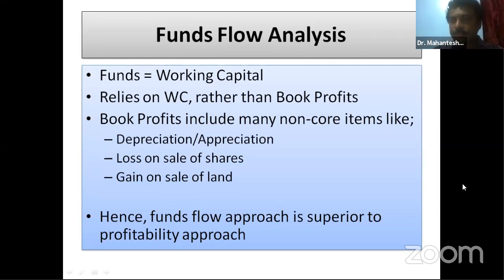So after having understood the meaning of funds flow analysis, that funds means the working capital, and funds are different from the net profits shown by the profit and loss account, and how funds are superior to the book profits concept, and the purpose of doing the funds flow analysis, I have explained all this. After having understood this, now we move on to the funds flow statement.